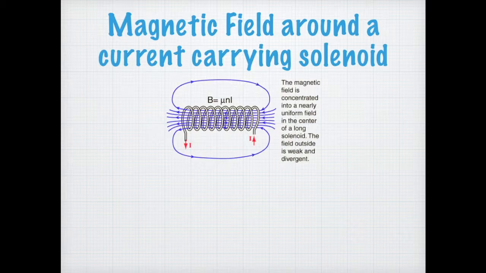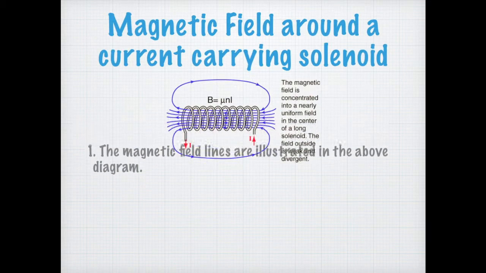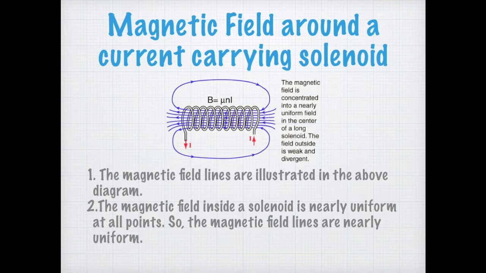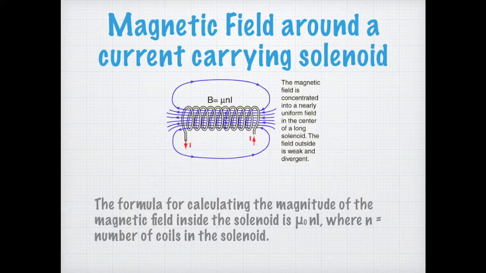Now let's move on to the next part, the magnetic field around a current carrying solenoid. So what is a solenoid? A solenoid is basically a collection of loops arranged as a cylinder. The diagram above illustrates the magnetic field around a current carrying solenoid. The magnetic field is concentrated in the center, and the diagram pretty much illustrates it. The magnetic field inside a solenoid is nearly uniform at all points inside the solenoid.